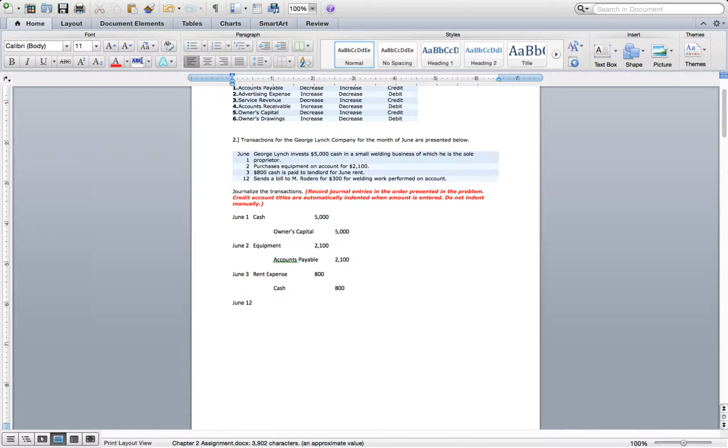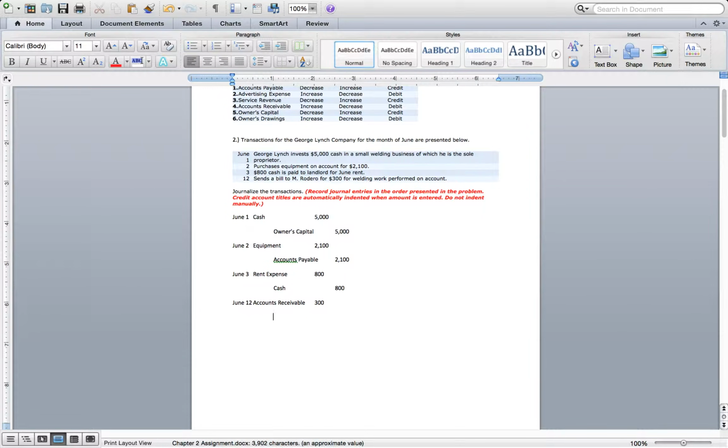And the last one, on June 12th. You send a bill to Madeira, $300 welding work performed on account. That means you did a job, you haven't gotten paid for it yet. Remember, you want to increase that asset account called accounts receivable. Assets increase with debits, so you want to debit that for $300.